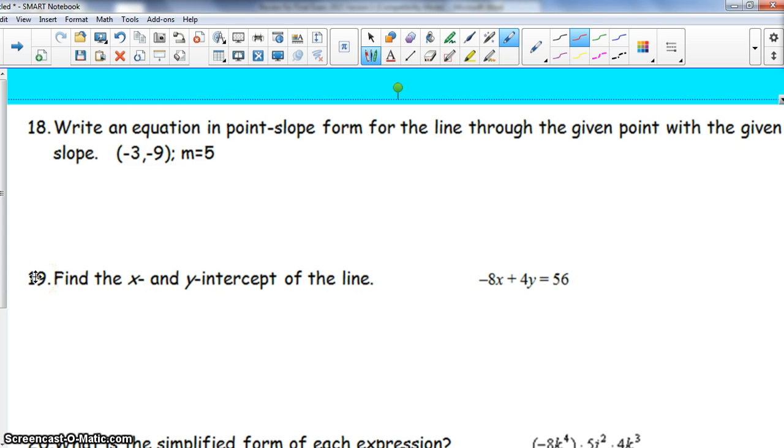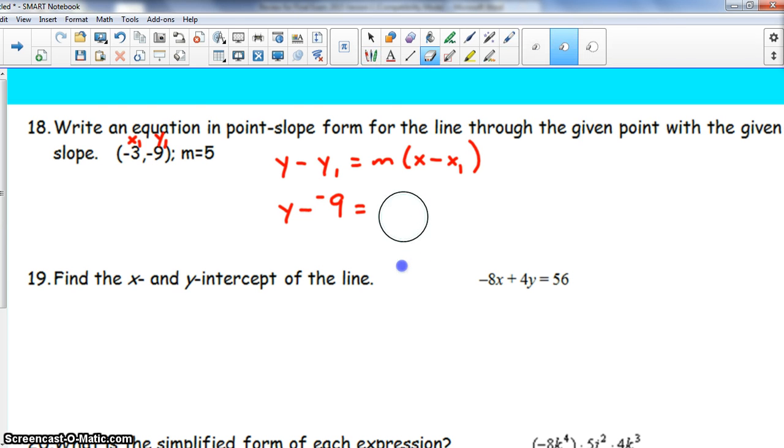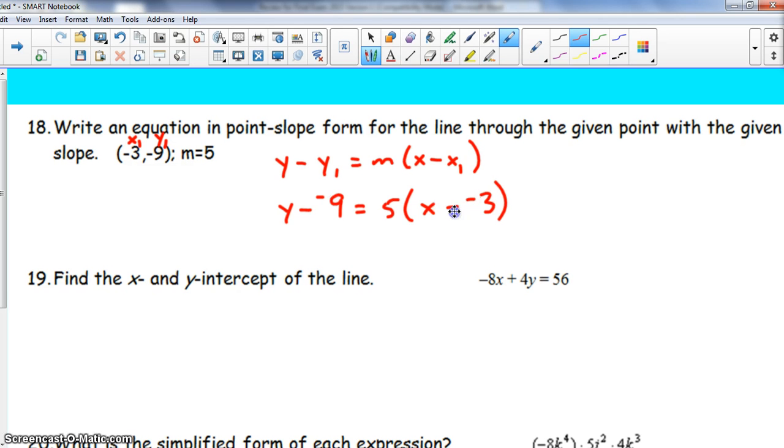Number 18, write an equation in point-slope form. Well, this is x of 1 and this is y of 1 because it's your first point. Point-slope form is this. And I literally just plug in y minus negative 9 equals m. Actually, I know what m is. M is 5. So equals 5 parentheses x minus negative 3. Well, we can't really have minus negatives. That really means plus positive. So our final answer is y plus 9 equals 5 parentheses x plus 3.